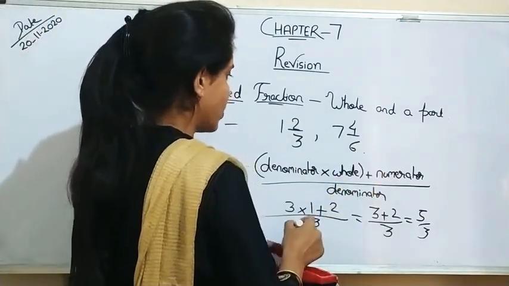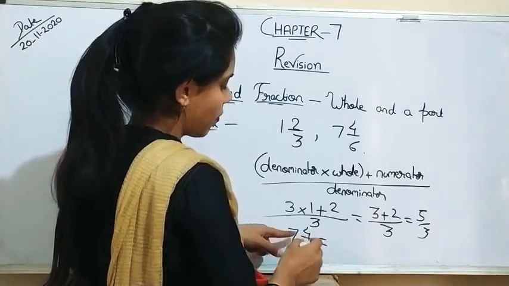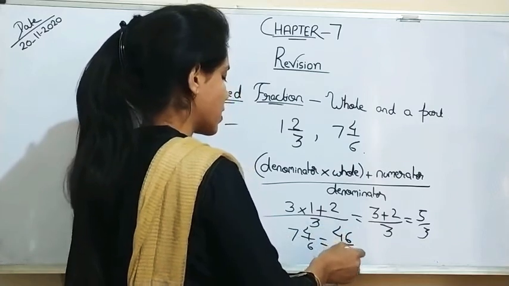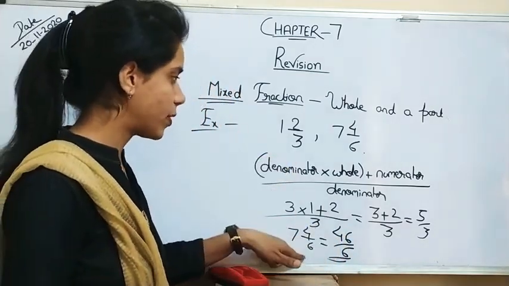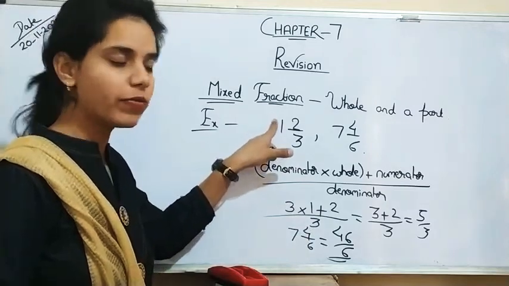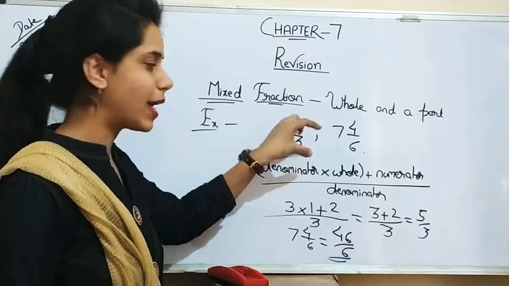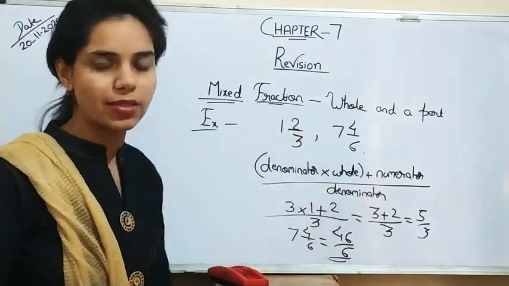Now this 7, 4 by 6 will be converted as: 6 sevens are 42, 42 plus 4 is 46 by 6. So in this way you can convert any mixed fraction into an improper fraction by multiplying the whole with the denominator, adding it to the numerator, and writing this quantity in the numerator, while the denominator stays the same as before.